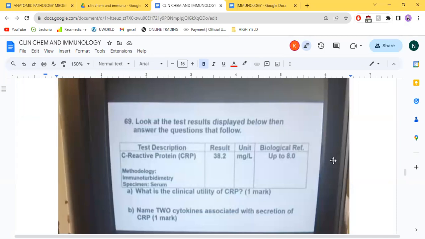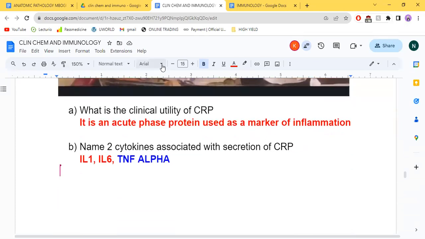Look at the results displayed below, then answer the following questions. CRP 38.2 milligrams per liter. The biological reference is up to 8. So this one is very high. What is the clinical utility of CRP? Yeah, it's a marker for inflammation. Do you remember what type of protein it is? Yesterday we said it, all of us know it. What type of protein? Yeah, acute phase protein. Name two cytokines associated with secretion of CRP. Interleukin 6. Interleukin 1 and tumor necrosis factor alpha.